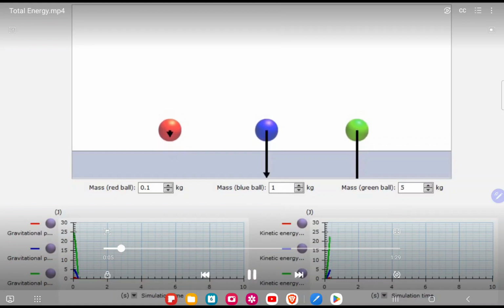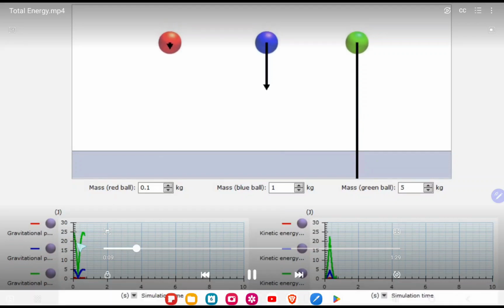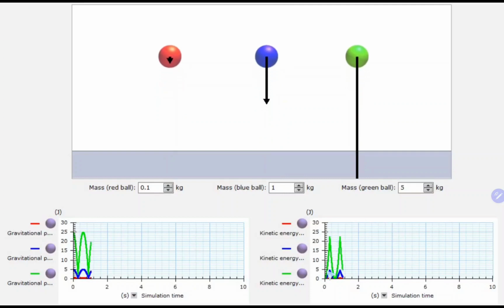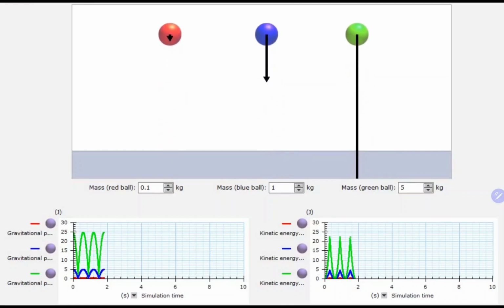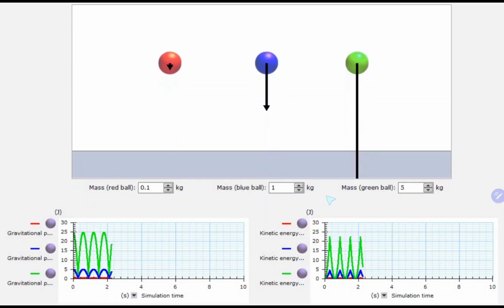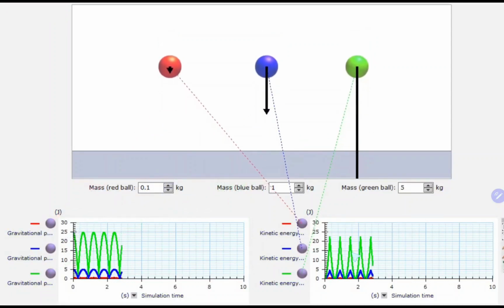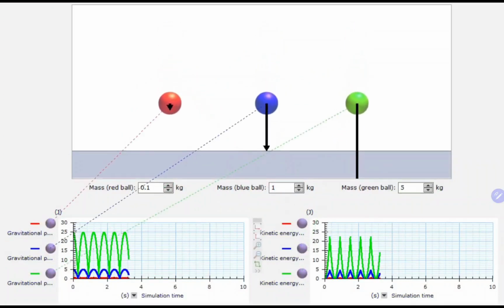Let's see here. Look at the curve here. The potential energy curve is the opposite of the kinetic energy curve. Increasing the kinetic energy will decrease the potential energy and vice versa. In either case, mass plays a crucial role in the value of the potential energy and in the kinetic energy, as long as they all have the same height.